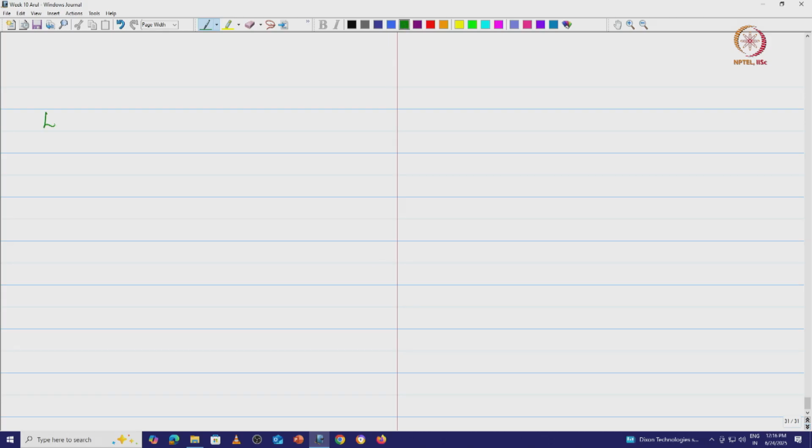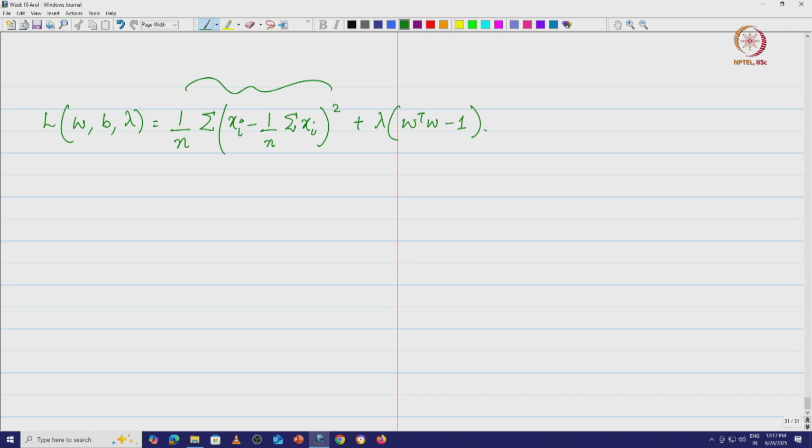I have the Lagrangian of w, b, and lambda, which is nothing but 1 by n sigma xi minus 1 by n sigma xi, the whole square, that is the variance of it, plus lambda into w transpose w minus 1. So, this is my Lagrangian formulation. I have the variance, the objective function which needs to be maximized, and the condition is w transpose w is equal to 1. So, to maximize the variance, the constraint is w transpose w is equal to 1, right. So, that is the constraint.